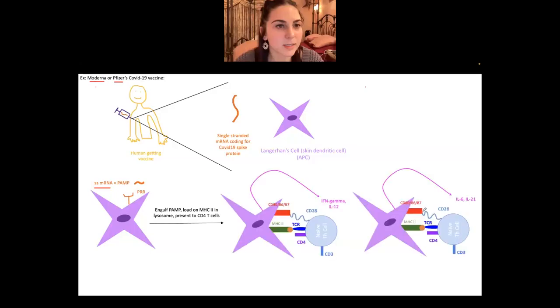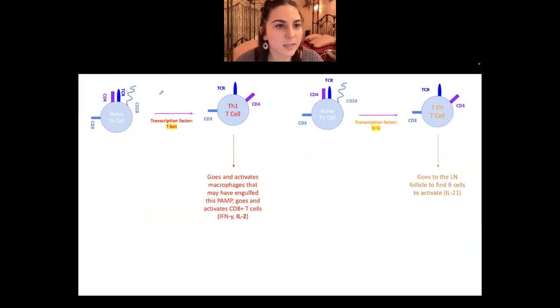So now we have T cell activation. So here is MHC class 2 that loaded the single-stranded mRNA. We get signal 1, we get signal 2. Let's say we want a Th1 T cell. So it's going to release interferon gamma, it's going to release IL-12. Let's say we want follicular helper T cells. So it's going to release IL-6, IL-21, and both of these end up being made here. And again, this is not to be memorized. I just want you to see it all come together.